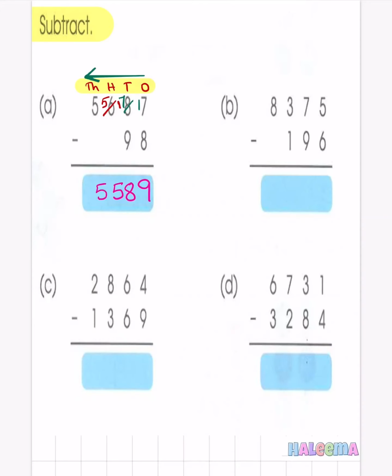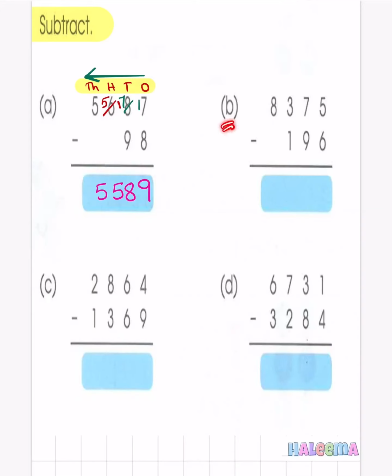Remember, I told you that when you subtract 0 from any number, the value of the number will not change. So is the case in this sum. If you subtract 0 from 5, the value of 5 did not change here, right? I hope it's clear now.